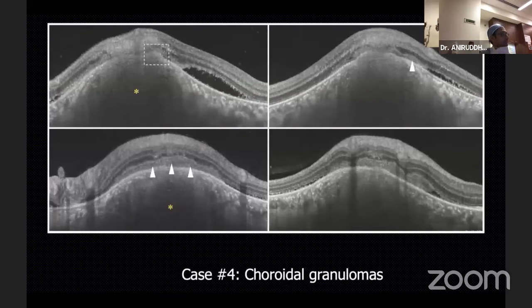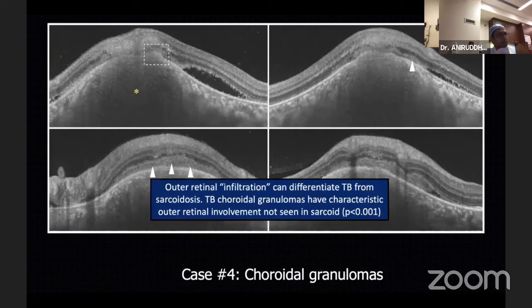And one of the very useful ways to identify this is by the presence of this oblong or very large choroidal granuloma filling almost the entire choroidal space. And if you see the first figure on the left, you have this fuzzy infiltration of the outer retina. This is a very common feature of TB. And as you can see, the arrows are pointing towards the infiltration of the retina at the bottom. This outer infiltration can differentiate TB from sarcoidosis. And in fact, this has a very strong p-value. TB choroidal granulomas have characteristic outer retinal involvement, which is not seen in sarcoid.